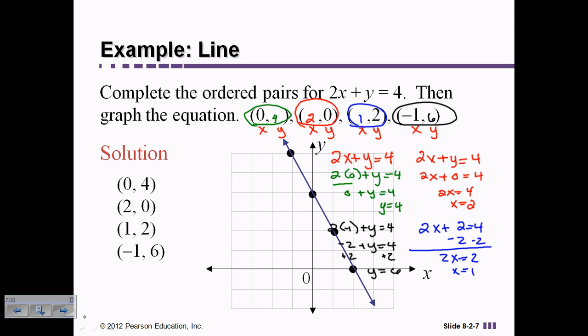So now, if I were to take those points and graph them, over 0, up 4, there's my first point. Over 2, up 0, there's my second point. Over 1, up 2, there's that third point. And negative 1, positive 6, there's my last point. So you'll notice that those 4 points form a line. So it's again called a linear equation. And all I did was substitute. I could have picked any values that I wanted for x, and figured out y, or I could have done the same thing for y and figured out the x values. So this is just something to keep in mind.